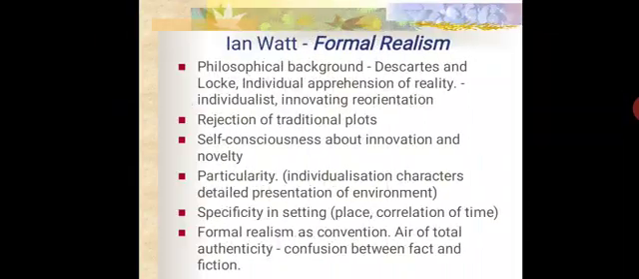Next, what are the theories presented in the rise of the novel at the beginning of the novel? Ian Watt, formal realism. Philosophical background, Descartes and Locke. Individual apprehension of reality. Individualistic, innovating reorientation. See, Descartes and Locke presented that individual reality is the most important part. Individualism, innovating reorientation is presented in the formal realism by Ian Watt.